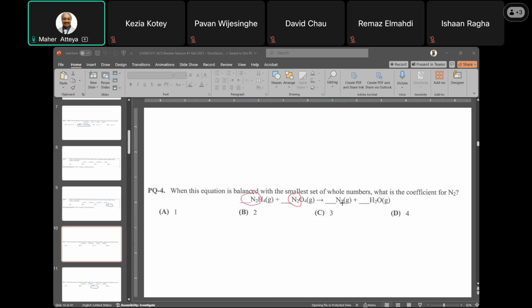However, we have 2 here. So how about if I put another 2 here to make 4? 4, 4. You have 4 hydrogens, correct? And here 2 hydrogens. So how about putting 2 here?